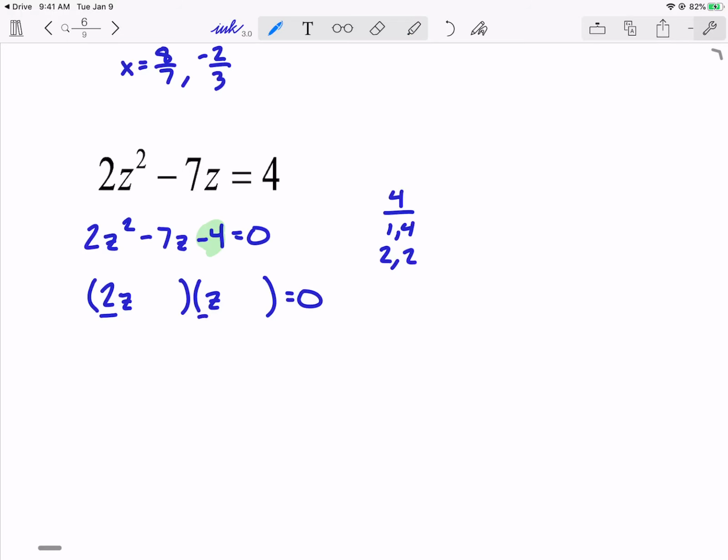And then I'm going to be using the 4 and the 1. Why this? Because 2 times negative 4 gives me negative 8, and 1 times 1 gives me positive 1. Set this one equal to 0. I'm going to subtract 1, divide by 2, and on the second factor, I'm simply going to add 4. So there are my solutions.